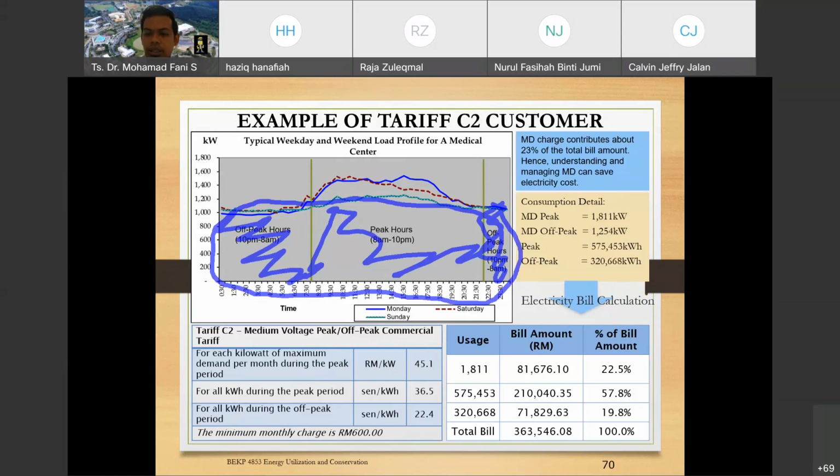To get the base load, try to calculate the off-peak value of the power consumption or energy consumption over what? Over total consumption. So try to calculate the total consumption for this hospital. Total energy consumption. How much do you get?